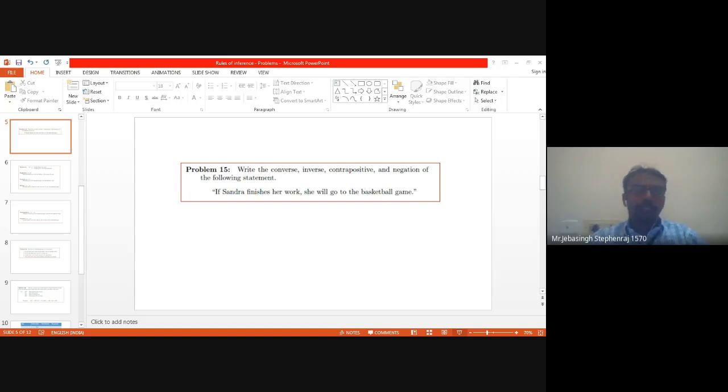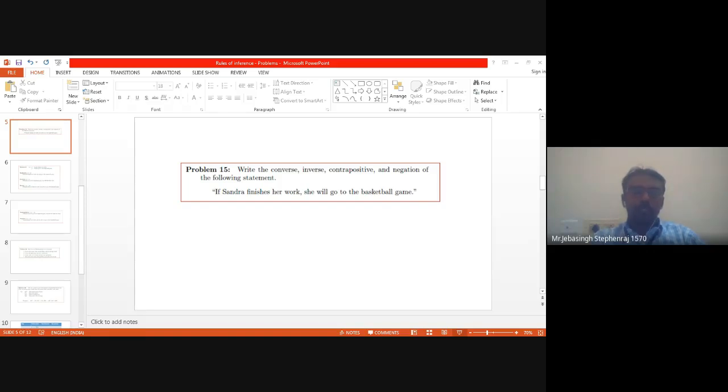So if you read it as a statement, it goes like this: if Sandra does not finish her work, so P is Sandra finishes her work, negation P is Sandra does not finish her work. So if Sandra does not finish her work, then she will not go to the basketball game. Q is she will go to the basketball game, and negation Q is she will not go to the basketball game. So this is the inverse of the given conditional statement.